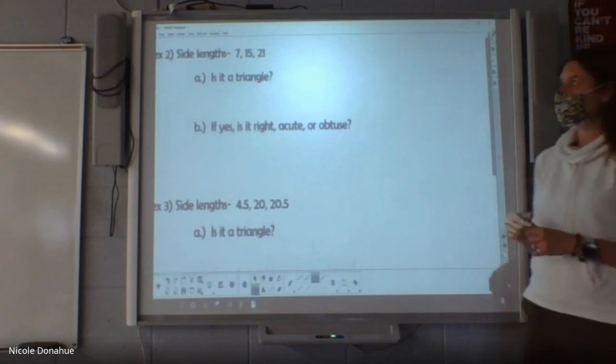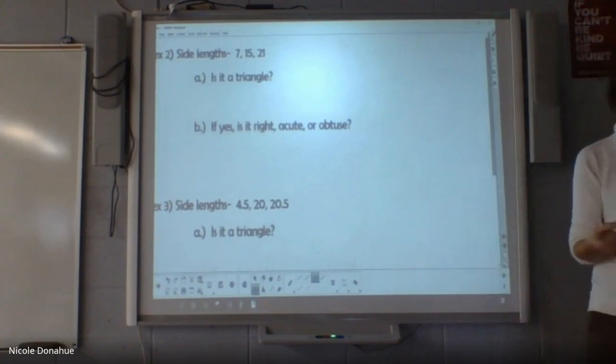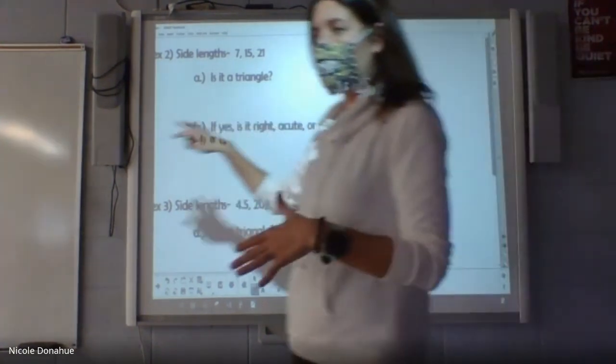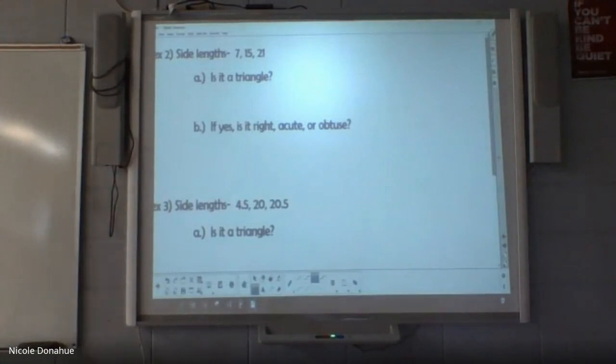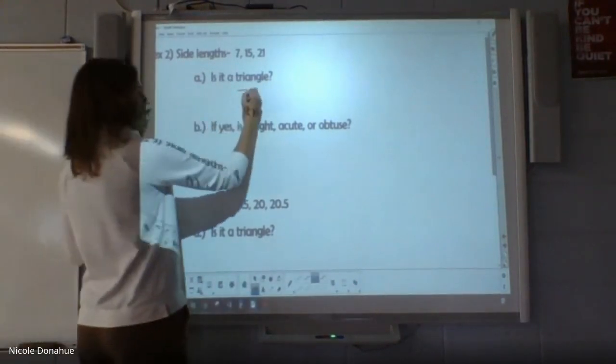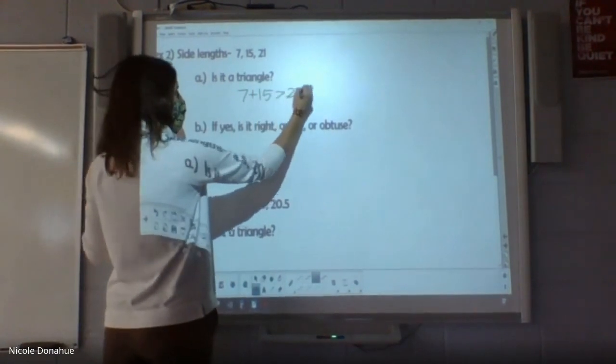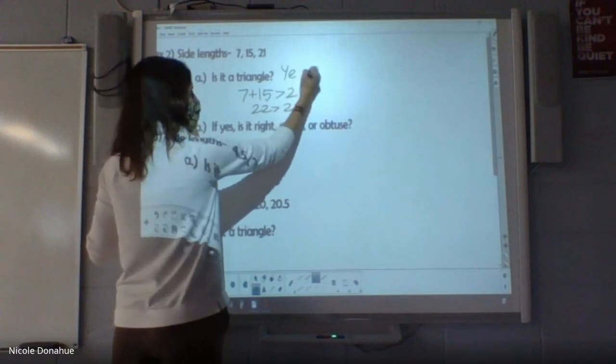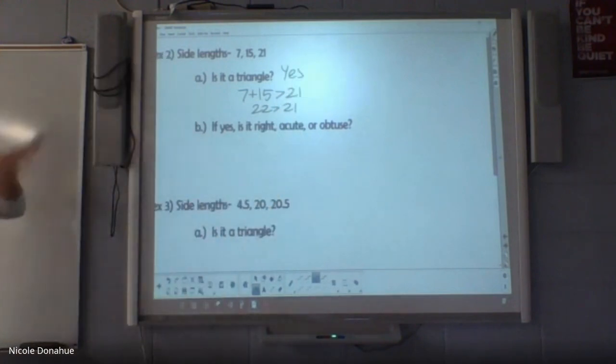All right, so we have side lengths of 7, 15, and 21. So the first question, is this a triangle, yes or no? How do I know if it's a triangle at all? Yeah, so 7 plus 15 is greater than 21. 22 is greater than 21, so yes, it's a triangle. So we at least know that already. But then we have to check, is it right, acute, or obtuse?